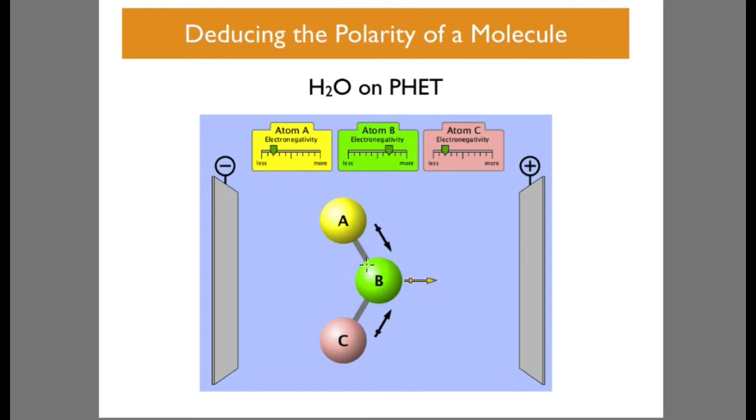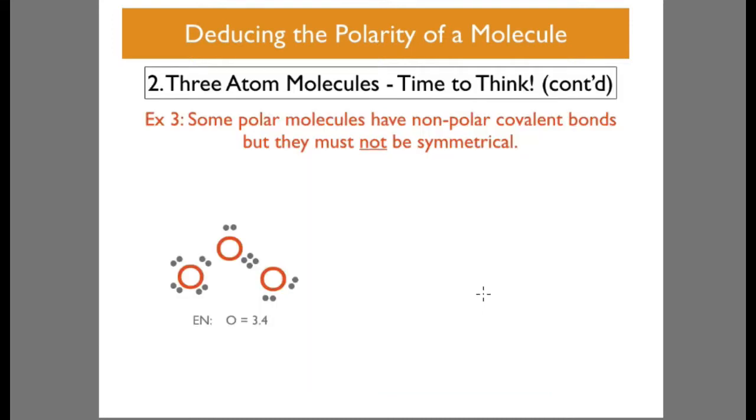If we're to make this on our PhET simulation, we've got the oxygen here and the two hydrogens. The oxygen is fairly electronegative, hydrogens not so much so, but they're the same, you see. Charge plates, and it will line up so that the oxygen is pointing towards the positively charged plate because the molecular dipole is facing that way.